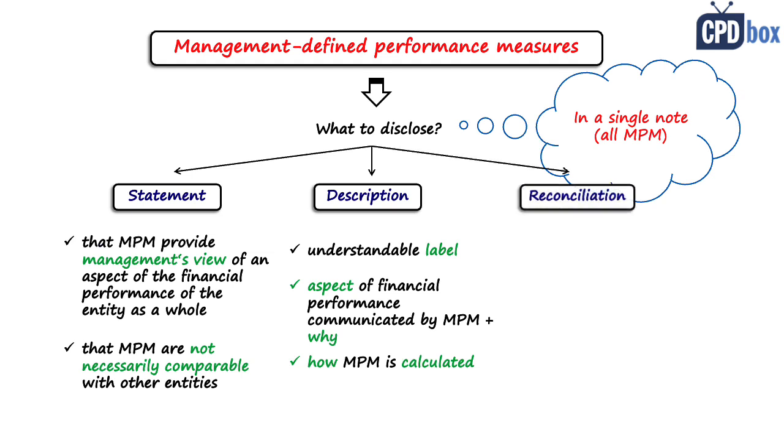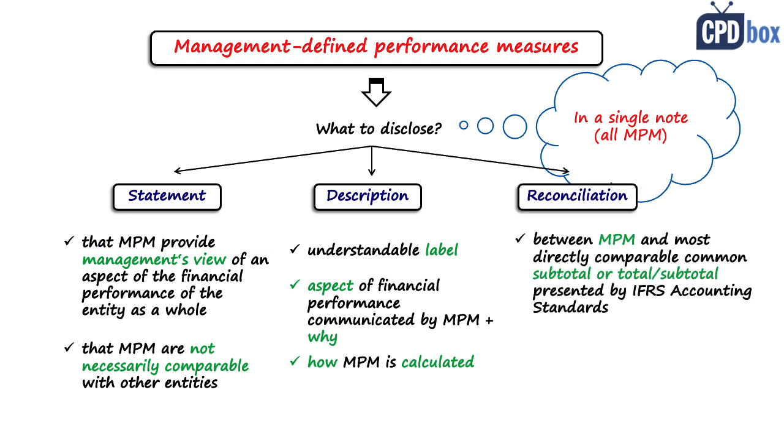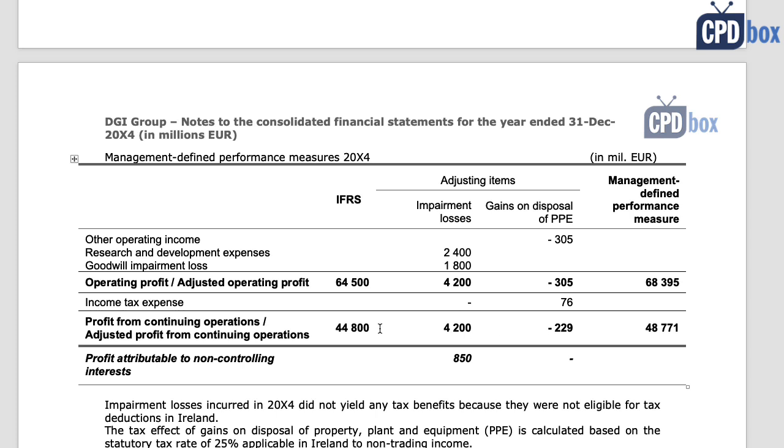Then we have to provide a numerical reconciliation between management-defined performance measures and the most directly comparable subtotal or total specifically required to be presented or disclosed by IFRS accounting standards. So that number that you see in the profit or loss statement. Let's see here. This reconciliation is in a tabular format. I totally made those numbers up to illustrate, and this is just one acceptable format, so you can choose your own.